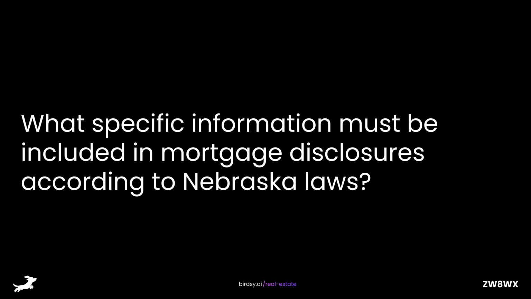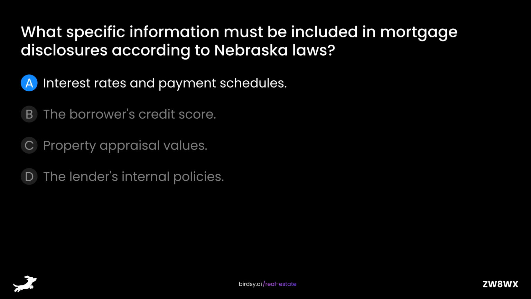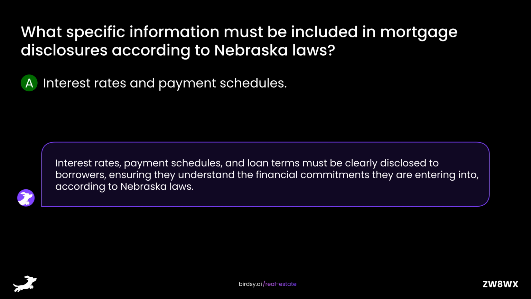What specific information must be included in mortgage disclosures according to Nebraska laws? Is it A, interest rates and payment schedules; B, the borrower's credit score; C, property appraisal values; or D, the lender's internal policies? The answer is A, interest rates and payment schedules. Interest rates, payment schedules, and loan terms must be clearly disclosed to borrowers, ensuring they understand the financial commitments they are entering into according to Nebraska laws.